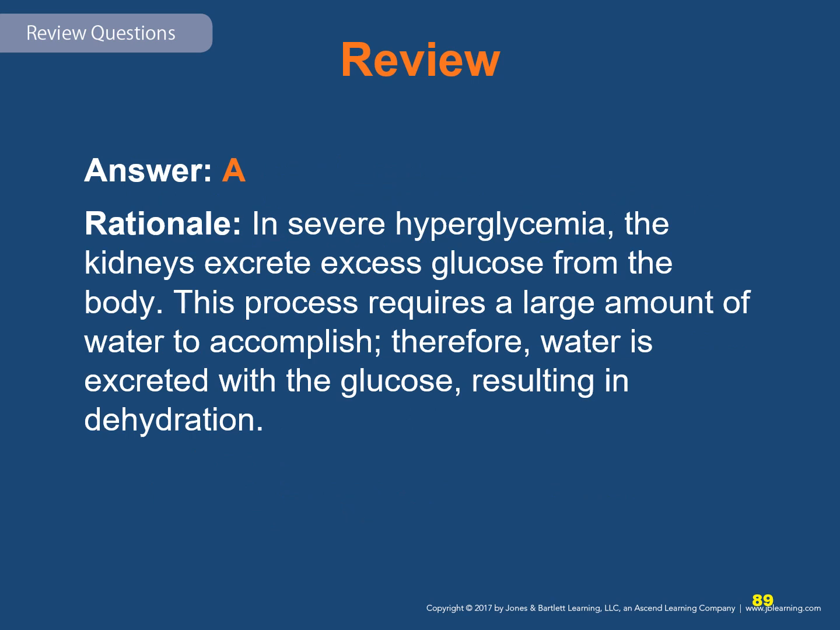And it is A. In severe hyperglycemia, the kidneys excrete excess glucose from the body. This process requires a large amount of water to accomplish. Therefore, water is excreted with the glucose, resulting in dehydration. And these patients often complain of excessive thirst. So that should also give you a little bit of a hint. Let's look at the incorrect answers.